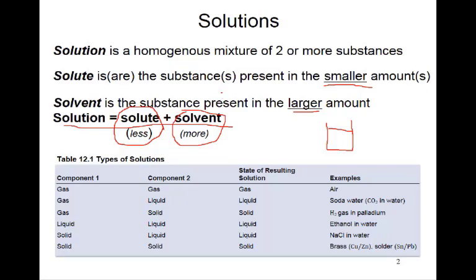Sometimes, like in this example, if you mix gas in gas, then you have to check which one is more and which one is less. The less will be the solute and the more will be the solvent. Like air: around 71% is nitrogen, so nitrogen will be the solvent, and oxygen is around 21%, so oxygen will be the solute. So you have to decide which one is solute and which one is solvent, and it must be soluble, meaning it becomes one phase. These are different examples of solutions. You can go through it, it's very easy.